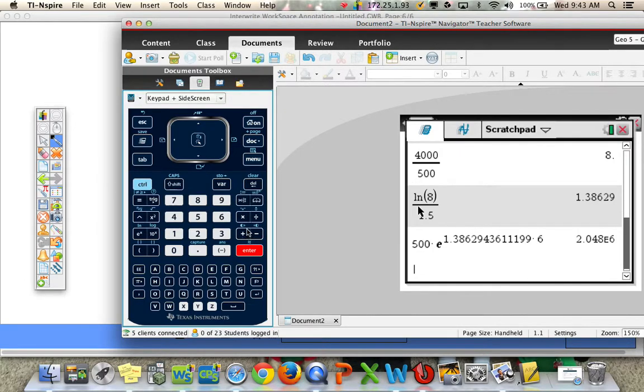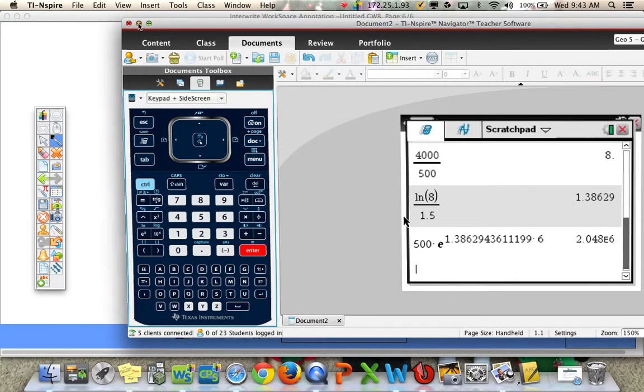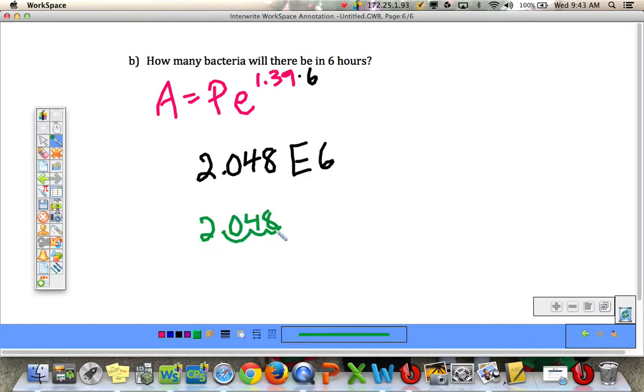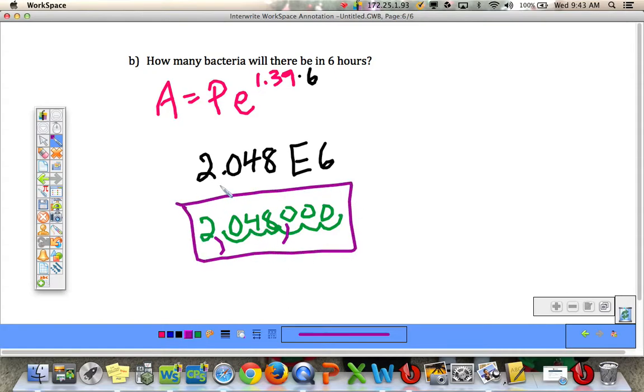So here's our answer, 2.048E6, scientific notation. It means move the decimal place over 6 times. 1, 2, 3, 4, 5, 6. Fill those with zeros. So we're looking at 2,048,000 bacteria after 6 hours. So your assignment will be to finish 1 through 11, and we'll go over it tomorrow.